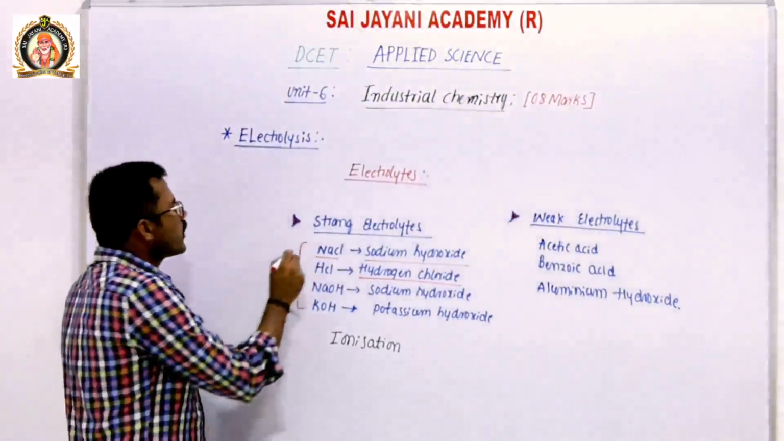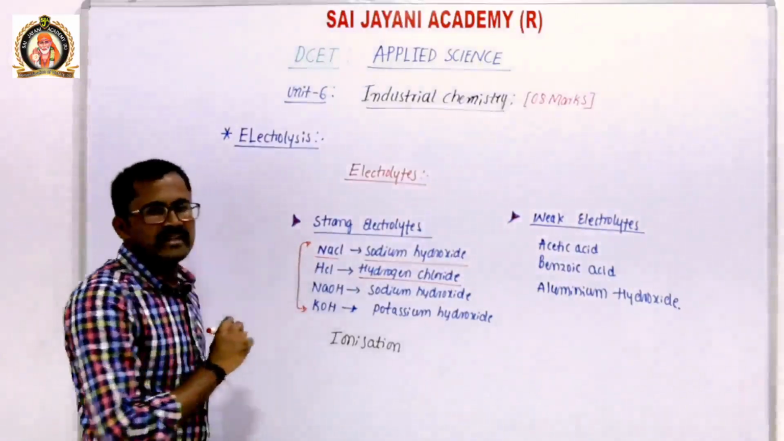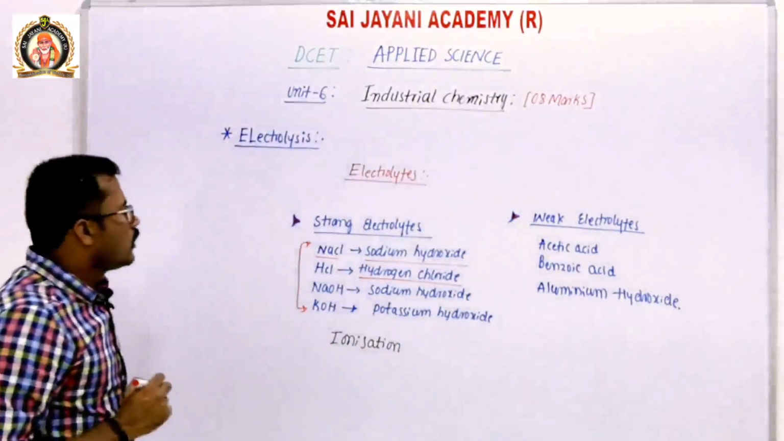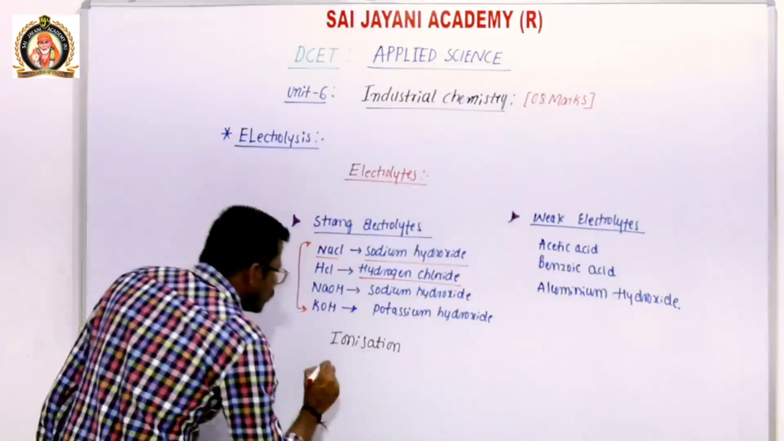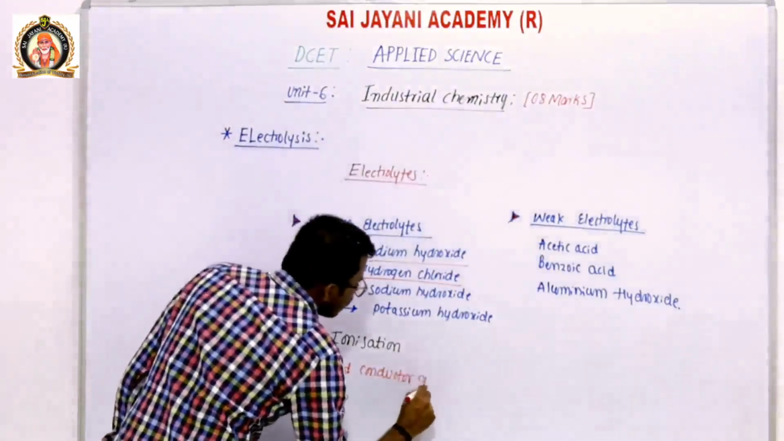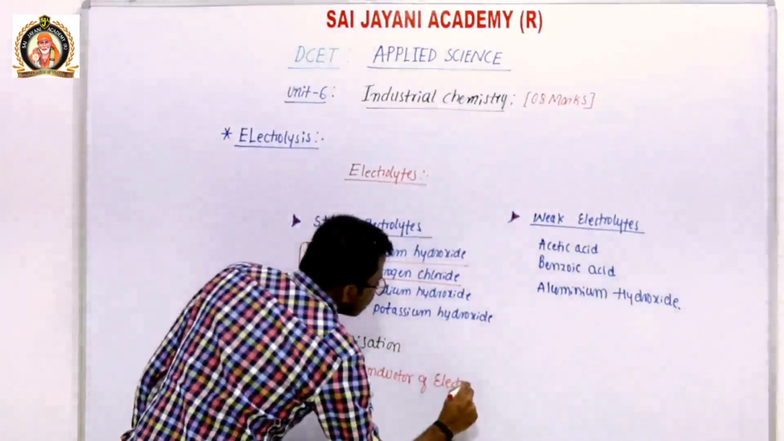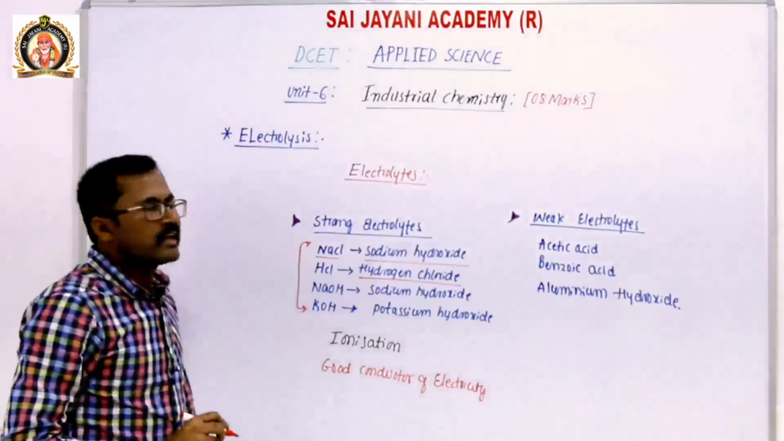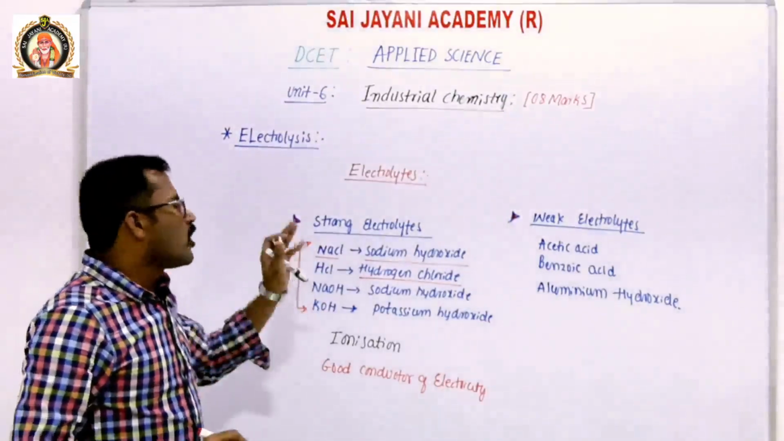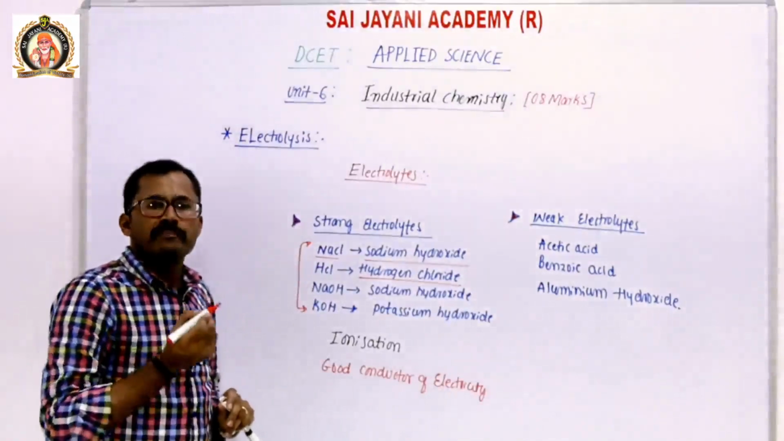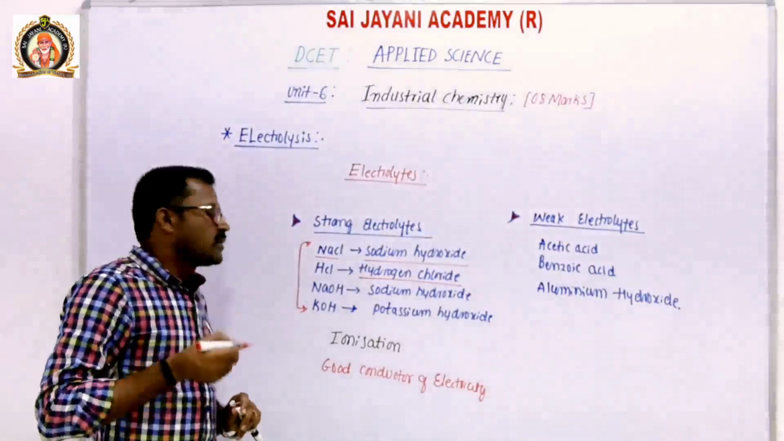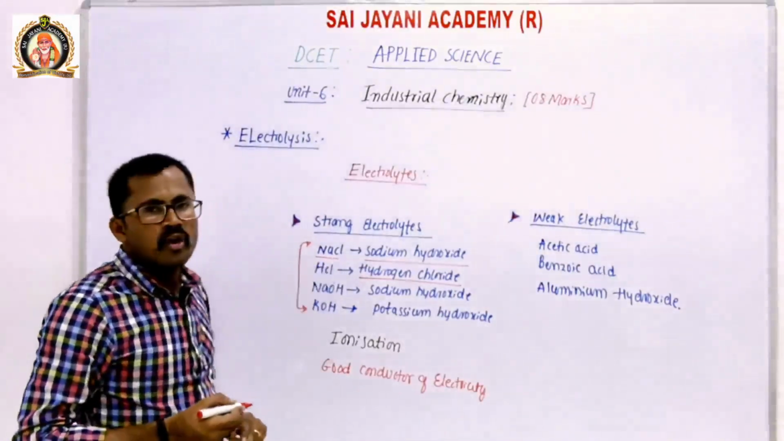If we pass electricity or current through a strong electrolyte, ionization is completed, and they are good conductors of electricity. Conduction of electricity is very high in the case of strong electrolytes. In strong electrolytes, ionization is complete and they are good conductors of electricity.